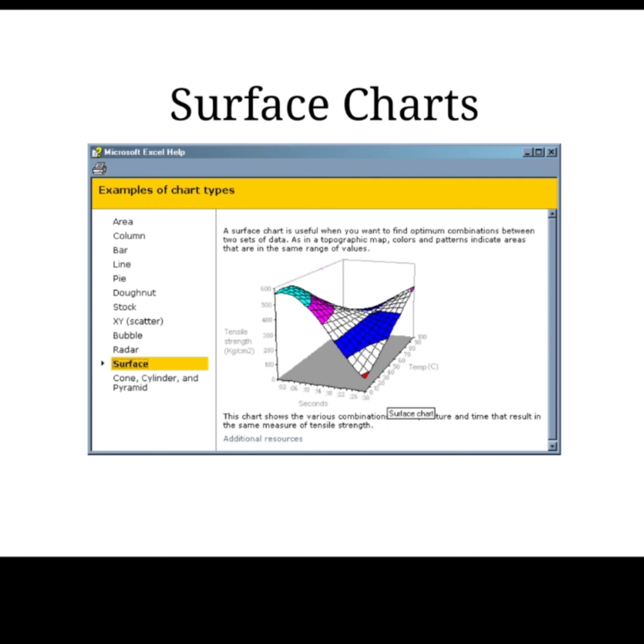This is a surface chart, which is useful when you want to find the optimum combination between two sets of data. As in a topographic map, colors and patterns indicate the areas that are in the same range of values. In preparation of the tables and charts, avoid specific effects, and the most advanced software packages should be used.